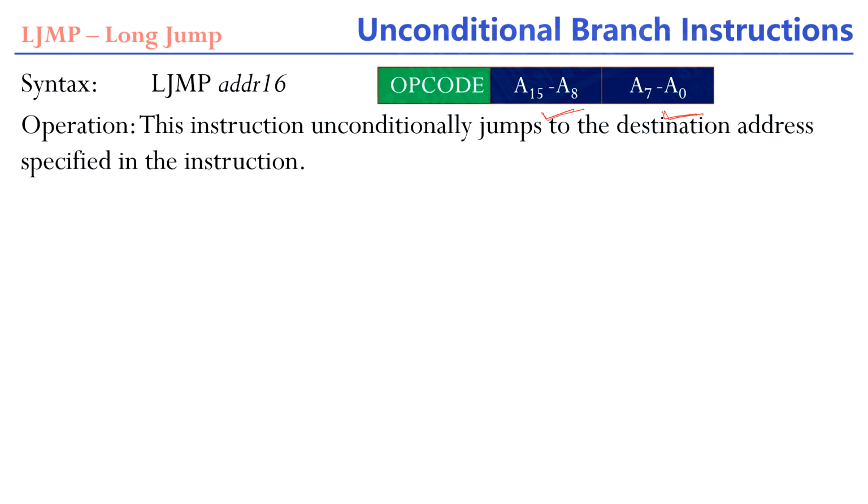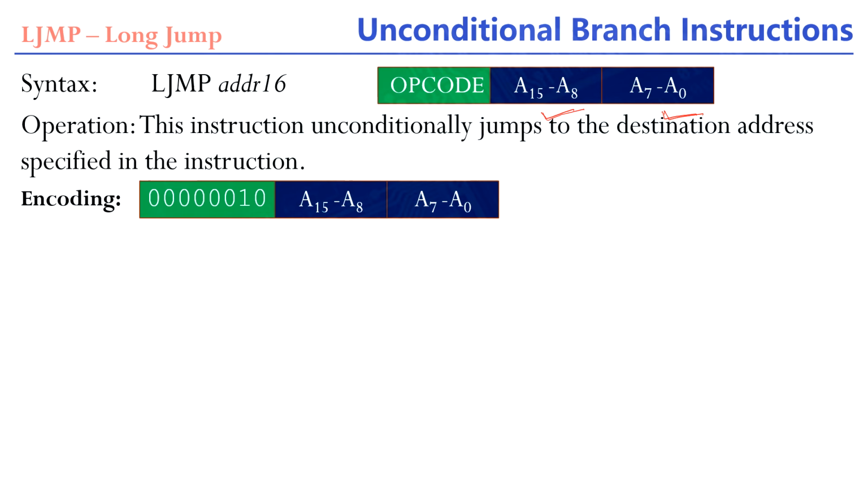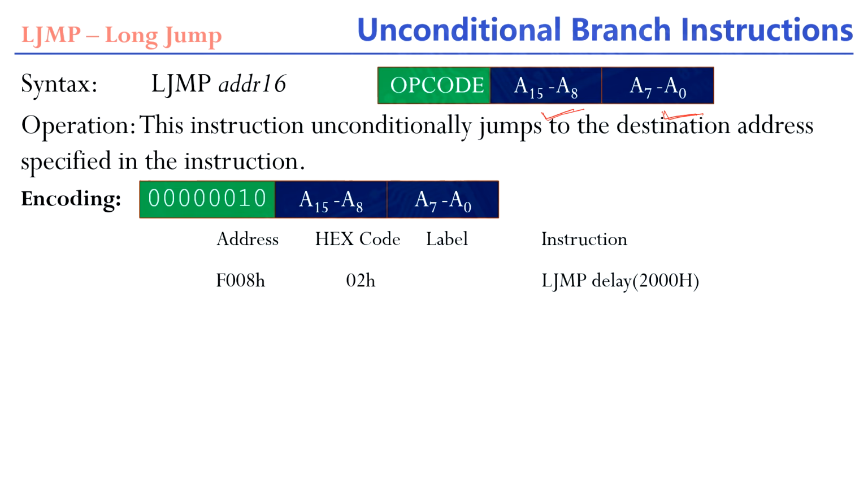So this instruction unconditionally jumps to the destination address specified within the instruction. The encoding is very simple here. You can see the first byte is the opcode, and the remaining two are the destination address. Let us consider how it will be stored in memory. Let us consider this is available at location 00F008H. As per this, the opcode is 02 and LJMP.